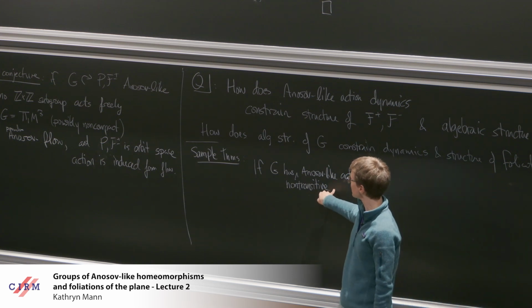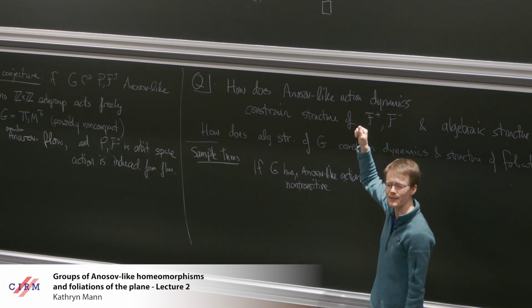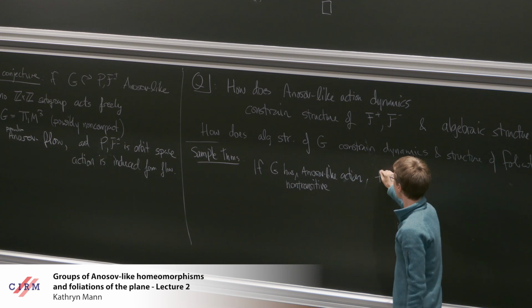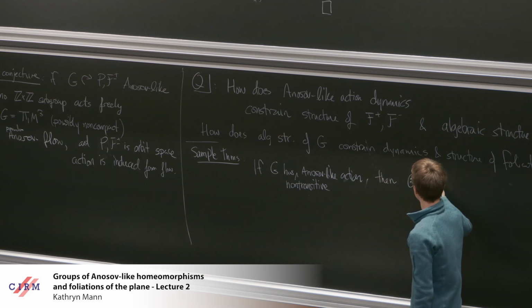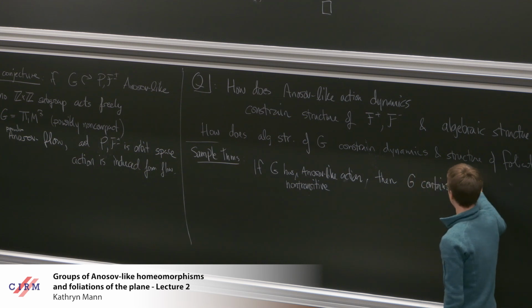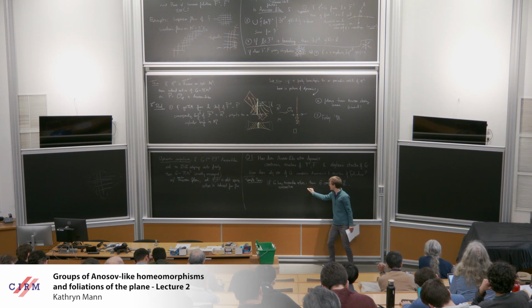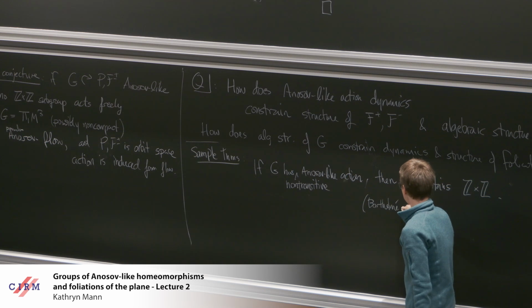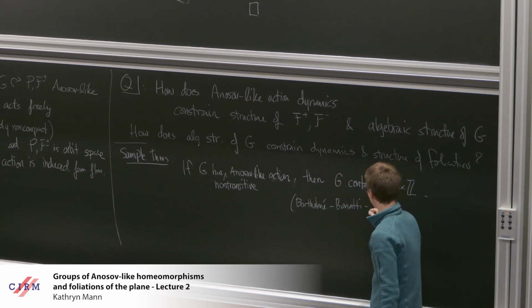But here transitive just means that for the action on the plane, there's a dense orbit. Right? So if that is not true, then G contains a Z cross Z subgroup. This is something that's done in work with Thomas Barthelmé and Christian Bonatti. A very recent paper on the archive last month.